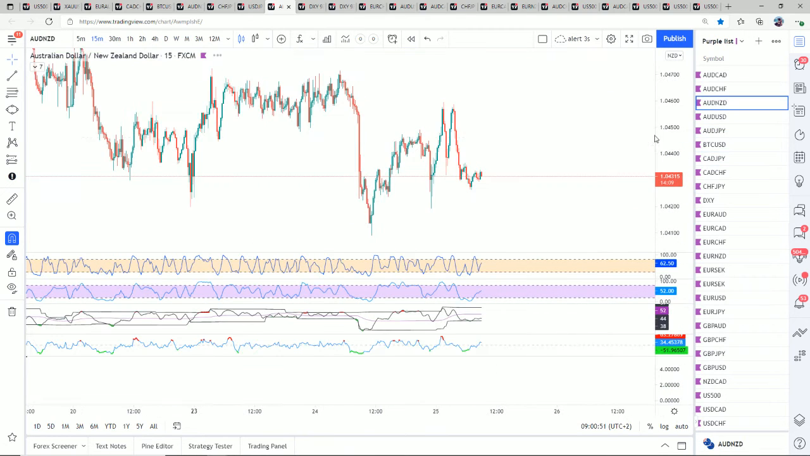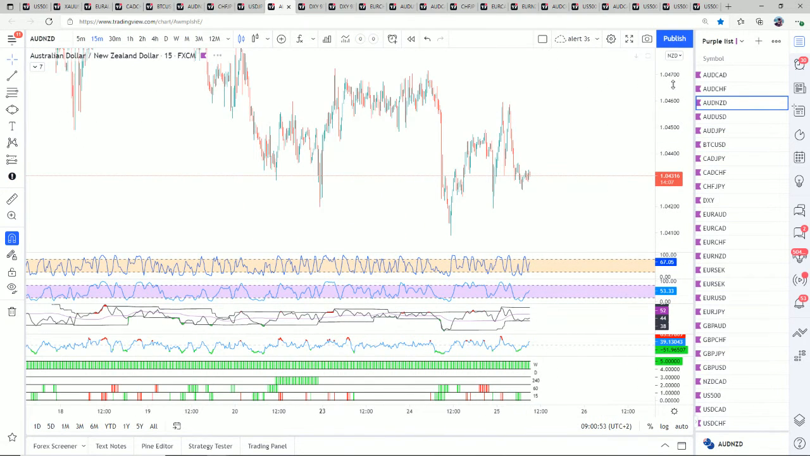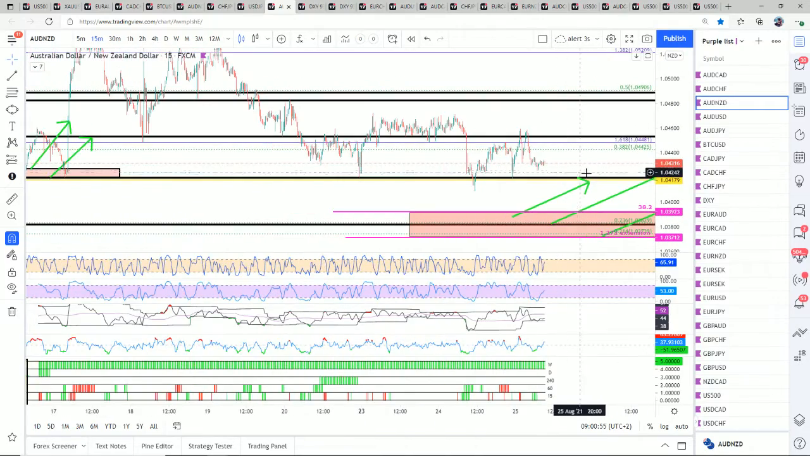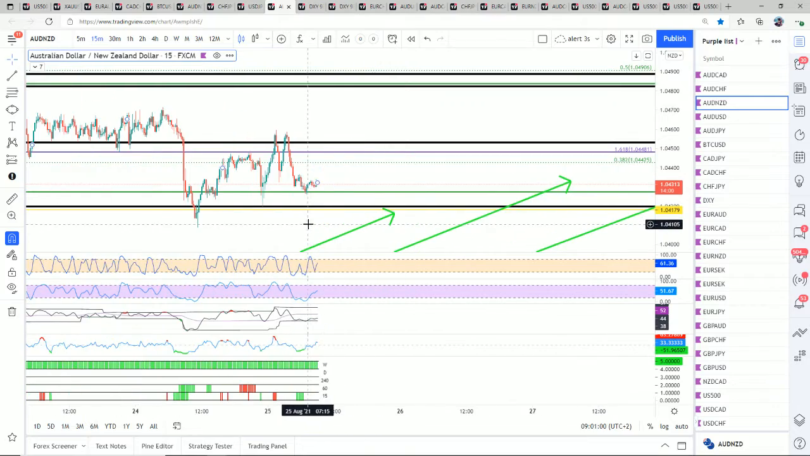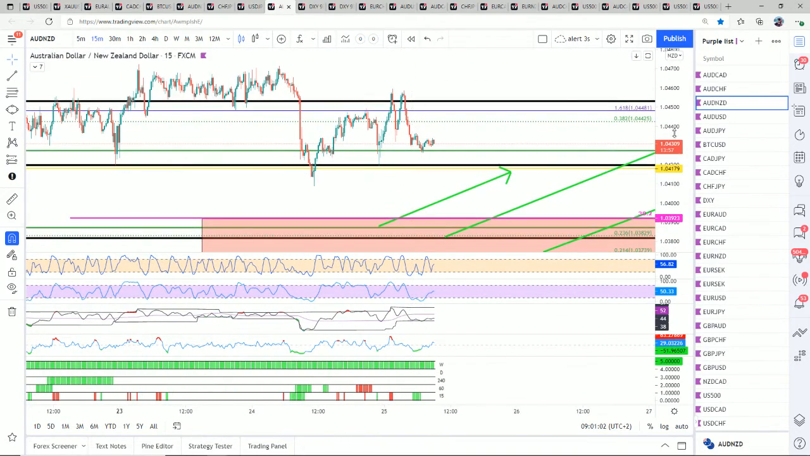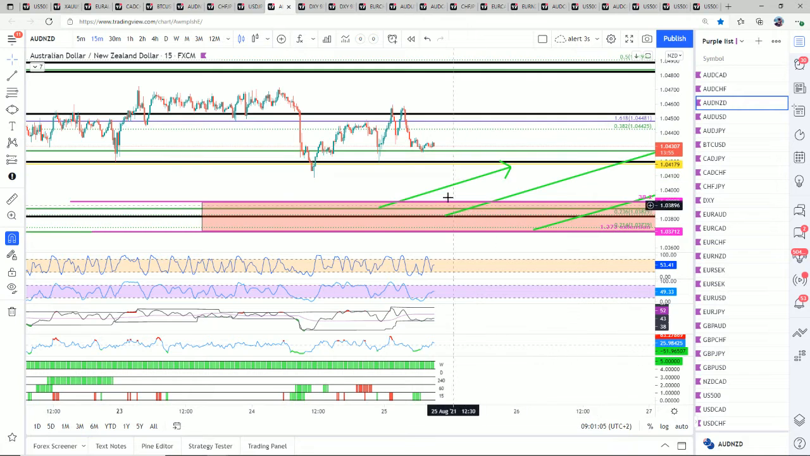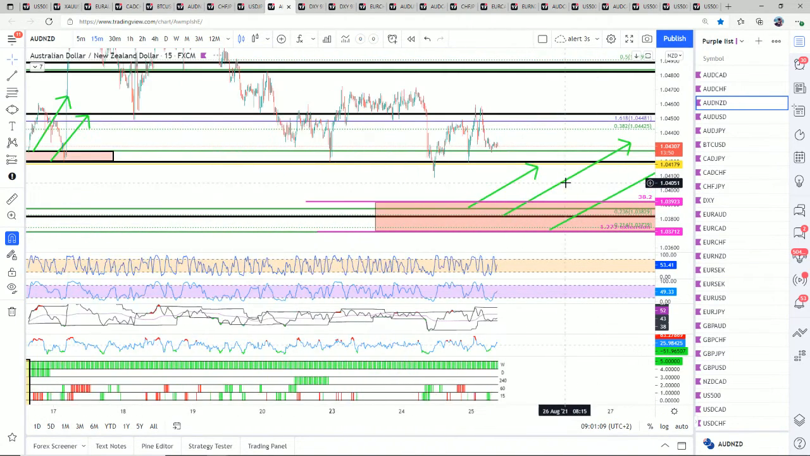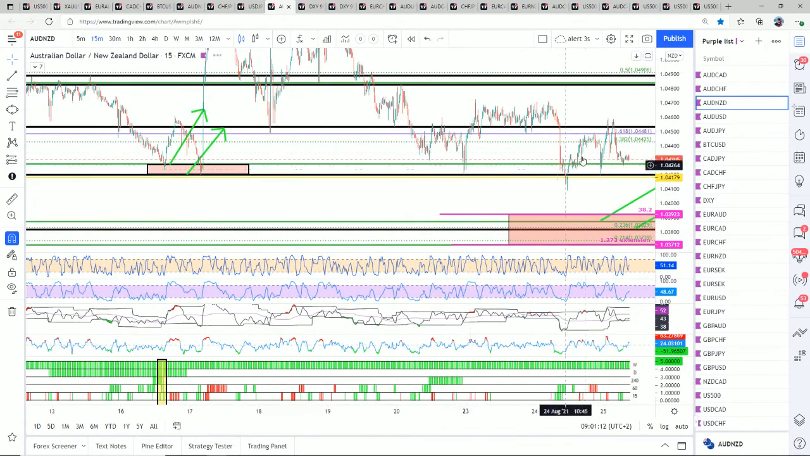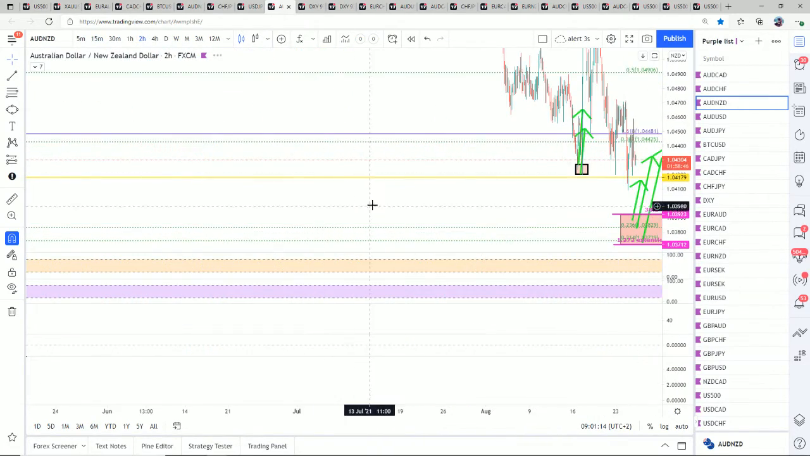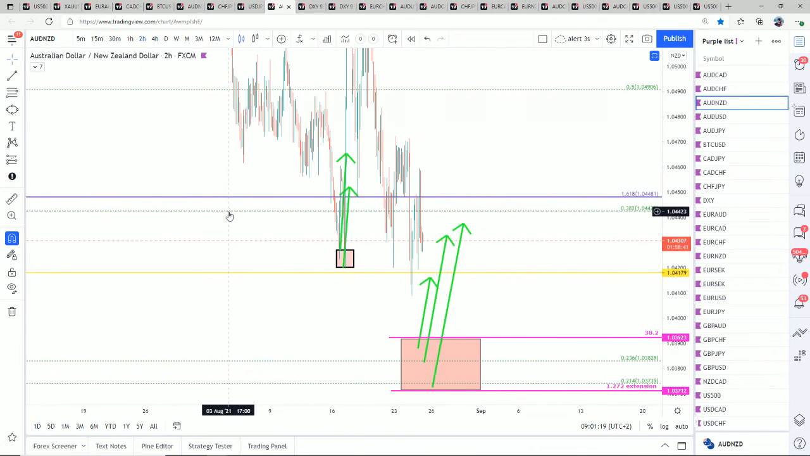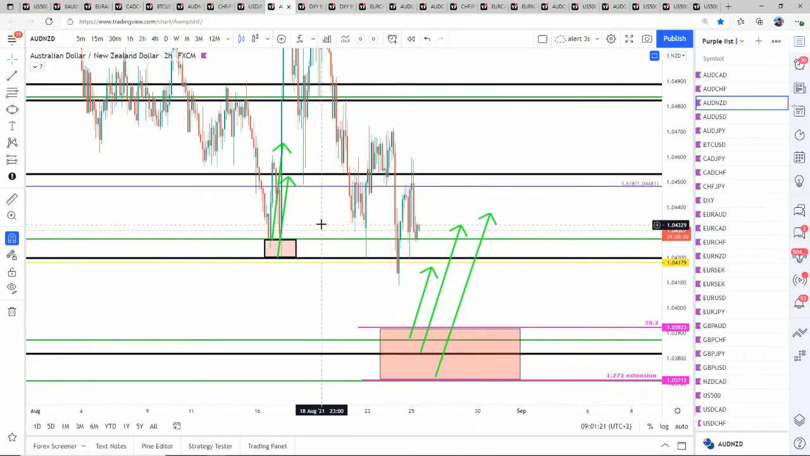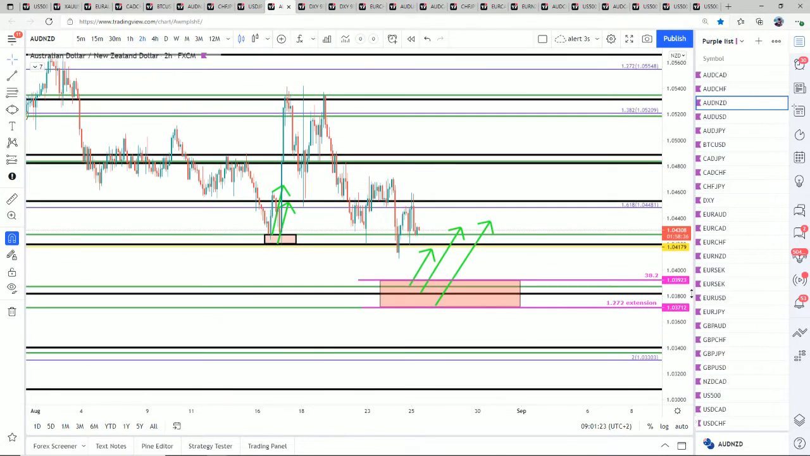Finally, I already spoke about this one yesterday. So I hope to see this Aussie New Zealand landing here in this area to get a long again. We had a first long call here, and we had been paid nicely.